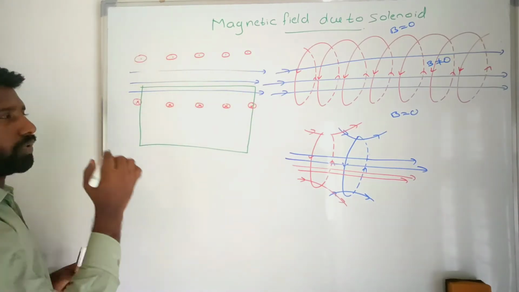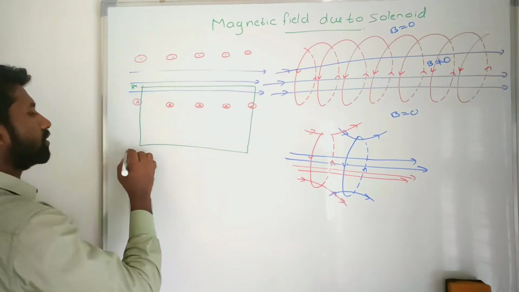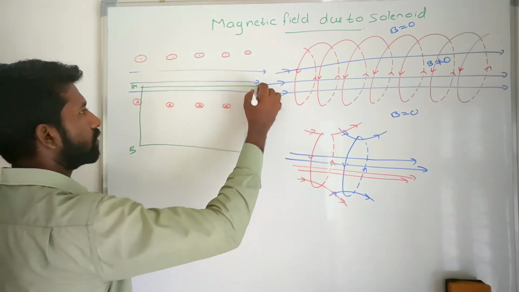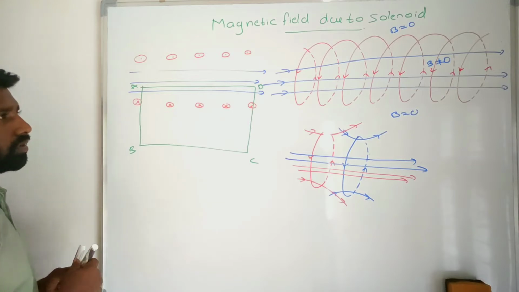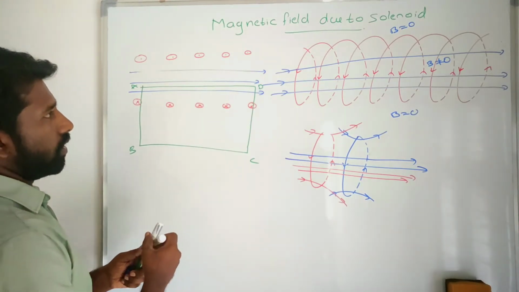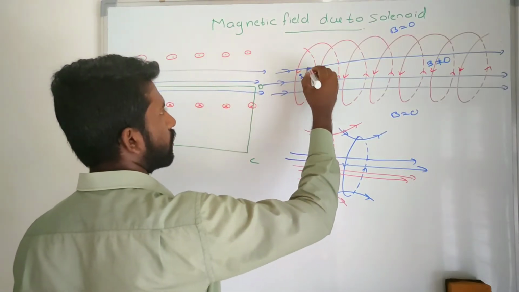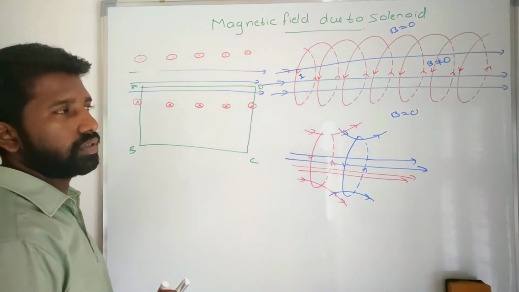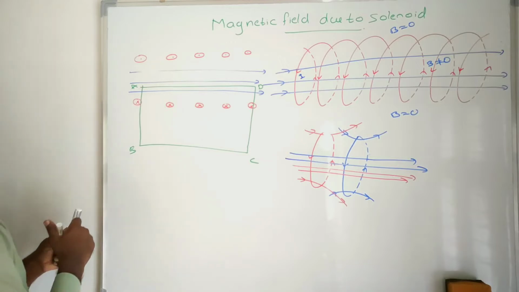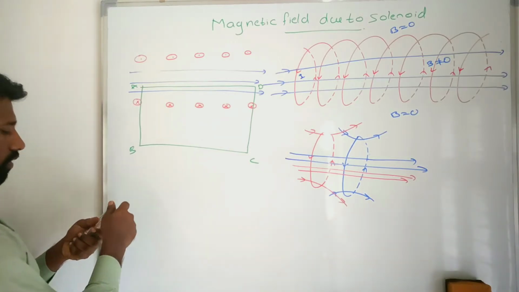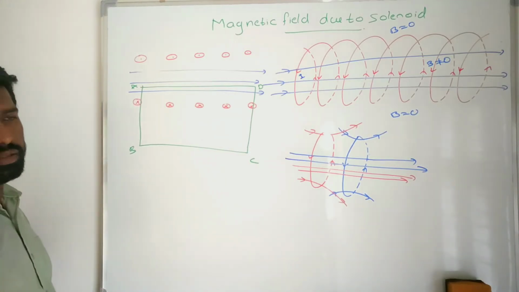This is an Amperian loop I am taking. I am going to name it ABCD. Okay, Amperian loop, clear? And the current flowing through this is I. I is the current flowing through this solenoid. Clear? Now we will see Ampere's circuital theorem.